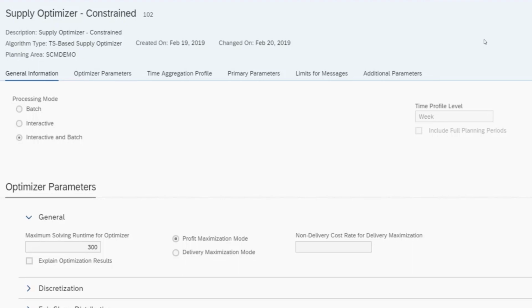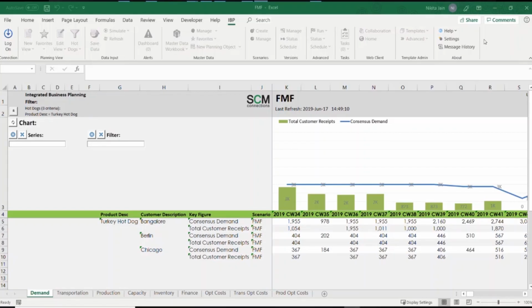The settings for the optimizer are configured in the optimizer profile shown here. The optimizer's objective function is to minimize total overall costs. In the case of profit maximization, the optimizer chooses not to deliver or produce a product if the costs are higher than the sales price. In the case of delivery maximization, the optimizer prefers to satisfy customer demand before anything else, barring capacity constraints, of course. Let's jump over to the IBP Excel interface.